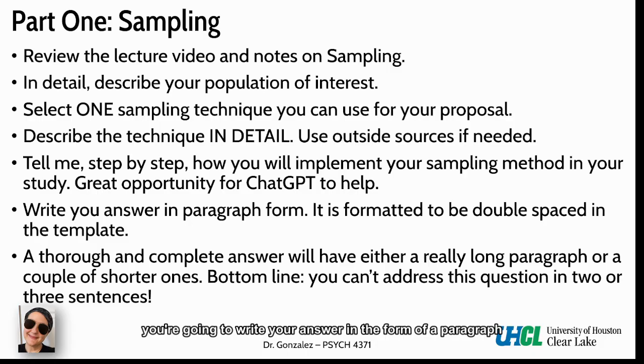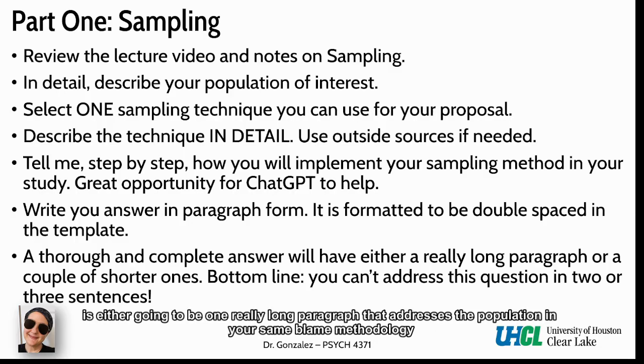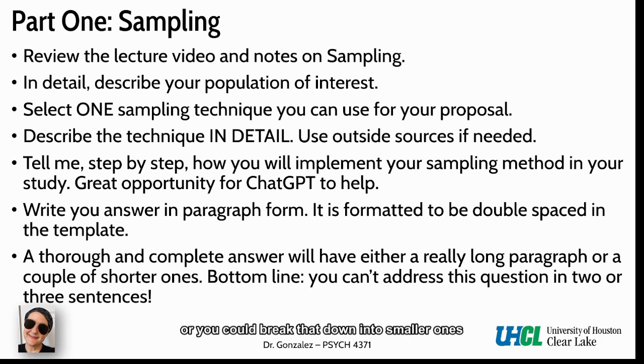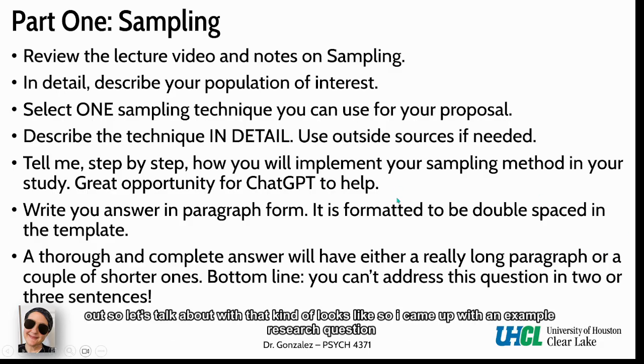You're going to write your answer in the form of a paragraph. Paragraph means at least 5 sentences for me, guys. 2 sentences will not address this, okay? The template is formatted so that your answer should be double-spaced. And a thorough and complete answer is either going to be one really long paragraph that addresses the population and your sampling methodology, or you could break that down into smaller ones. But the bottom line is you cannot address your sampling methodology in 1, 2, or 3 sentences. This needs to be thoughtful and well written out.